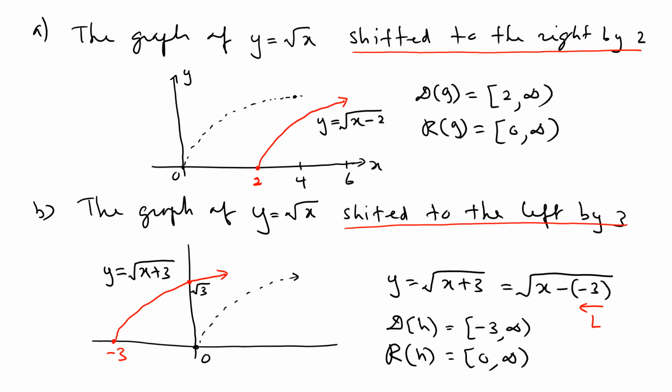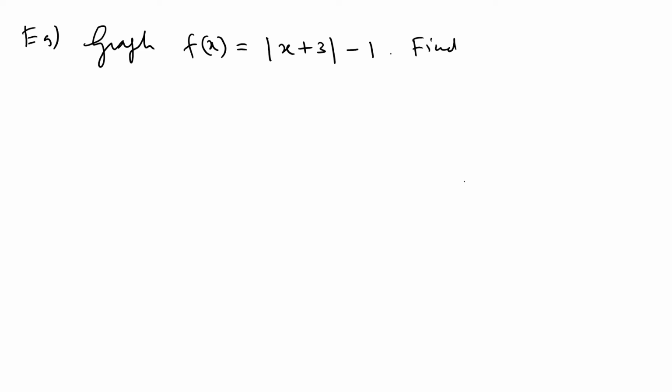Let's do one more example, because this is sometimes a little bit confusing, so we're going to make sure that we understand this well. How about this one? Graph f(x) equals the absolute value of x plus 3, minus 1. And also find the domain of f and the range of f.